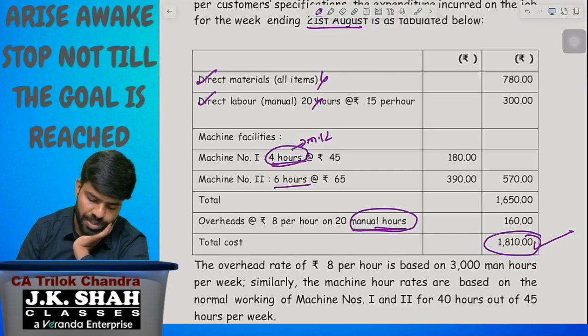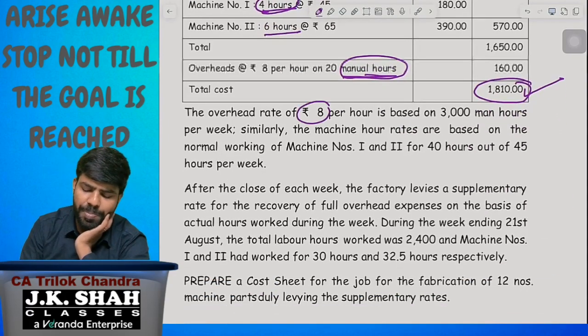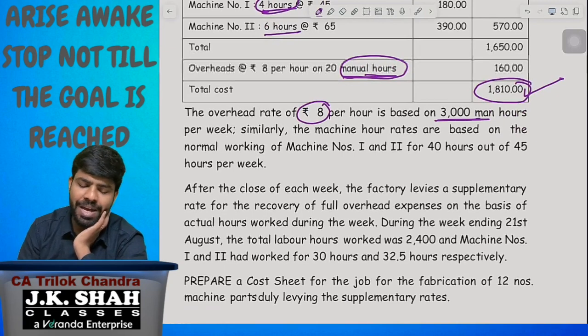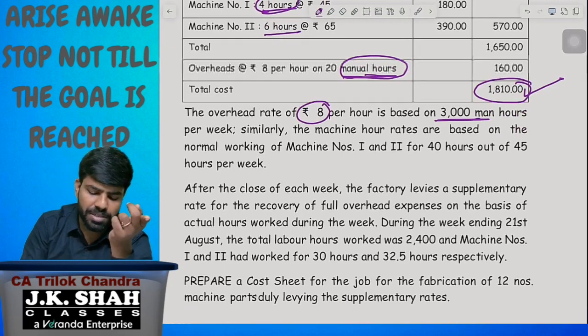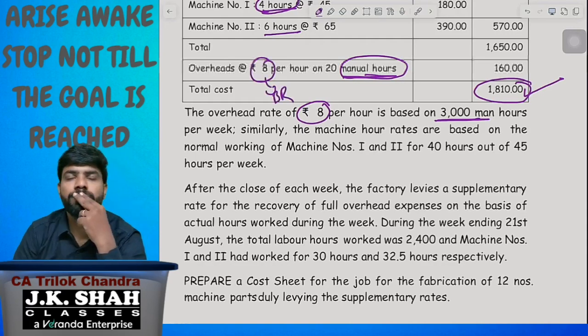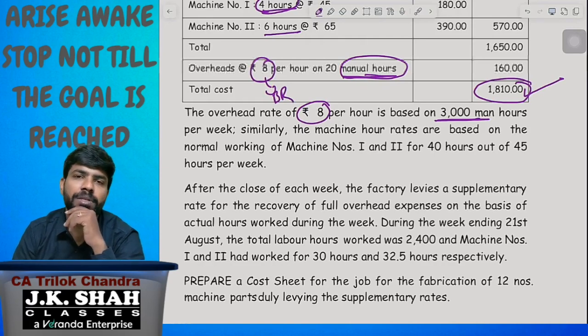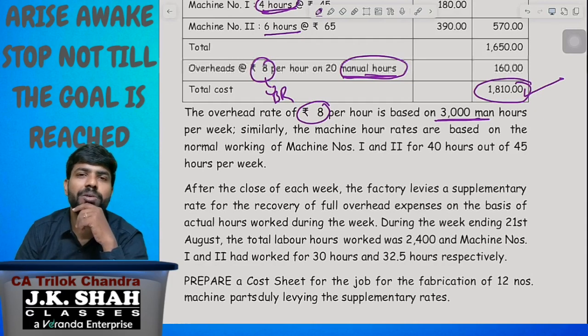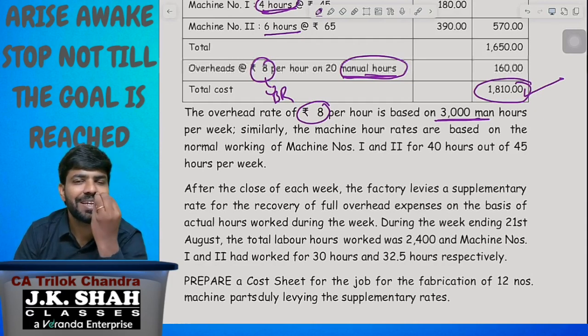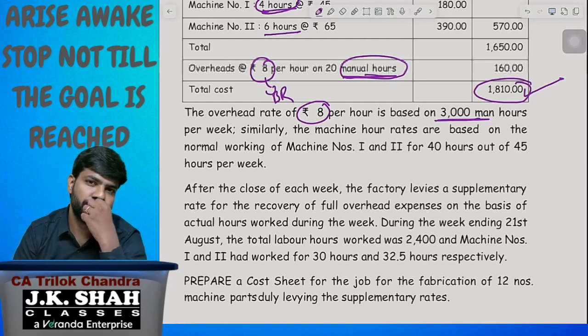Now look into the problem. What is the problem? The overhead rate of 8 rupees per man hour is based on 3000 man hours. Please understand. Whenever they want to account the overheads, they would have accounted using a budgeted rate because they don't know the actual rate. Accounting will always be done based on the budgeted rate. That budgeted rate of 8 rupees is calculated using 3000 man hours. So 3000 man hours is the budgeted man hours. Sir, where do they mention budgeted man hours? Please understand. Unless you have clarity on the concept, understanding these kinds of points is difficult.